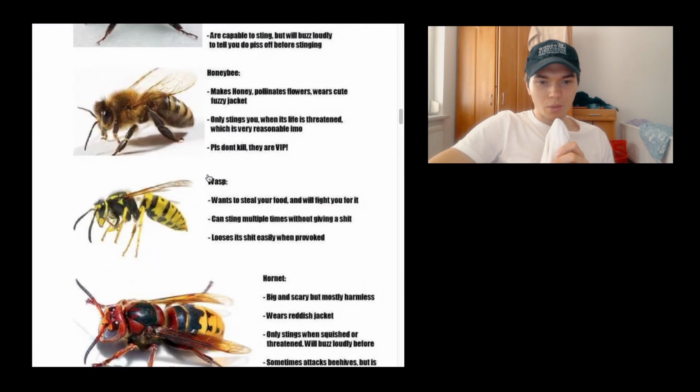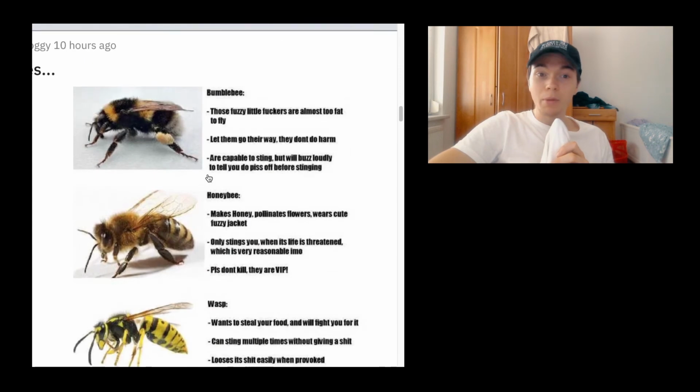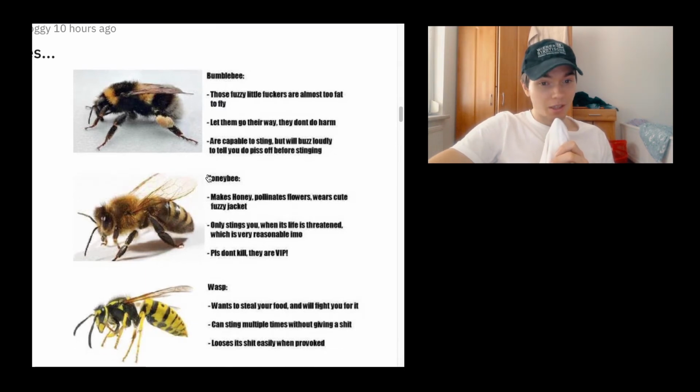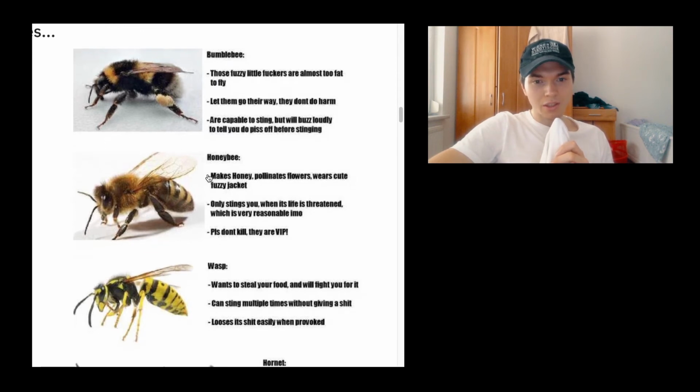Bumblebee, honeybee, wasp, and hornet. I see. Bumblebee: those fussy little fuckers are almost too fat to fly. Let them go their way. They don't do harm, are capable to sting, but will buzz loudly to tell you to piss off before stinging. Honeybee makes honey, pollinates flowers, wears cute fuzzy jacket. Only stings you when it is life threatened, which is very reasonable.